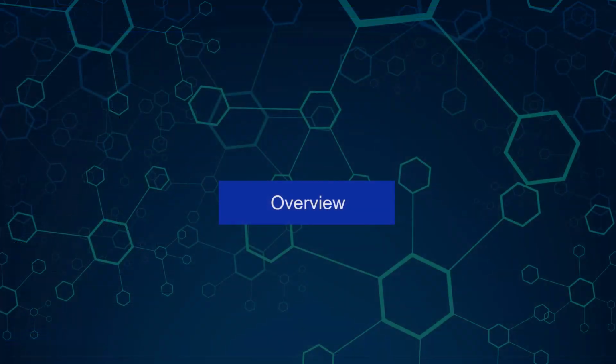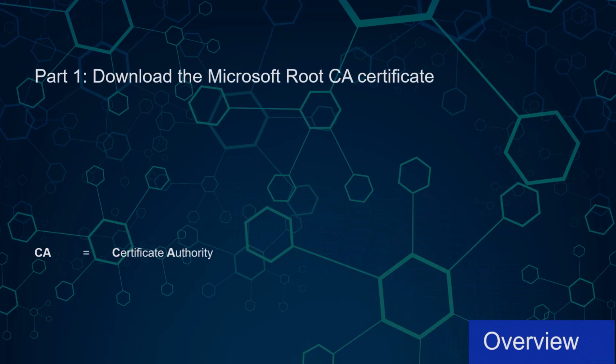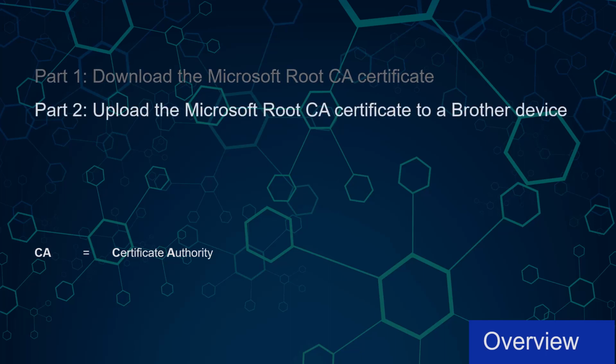If your device does support the ability to connect to Microsoft Office 365 for the purpose of sending and receiving emails, please continue to watch. I will begin by downloading the Microsoft Root CA certificate used to provide protection when connecting to Office 365. I will then show you how I uploaded this certificate into my Brother device. Although parts 1 and 2 are technically not required, I highly recommend them because they increase the level of security between your network and Microsoft.